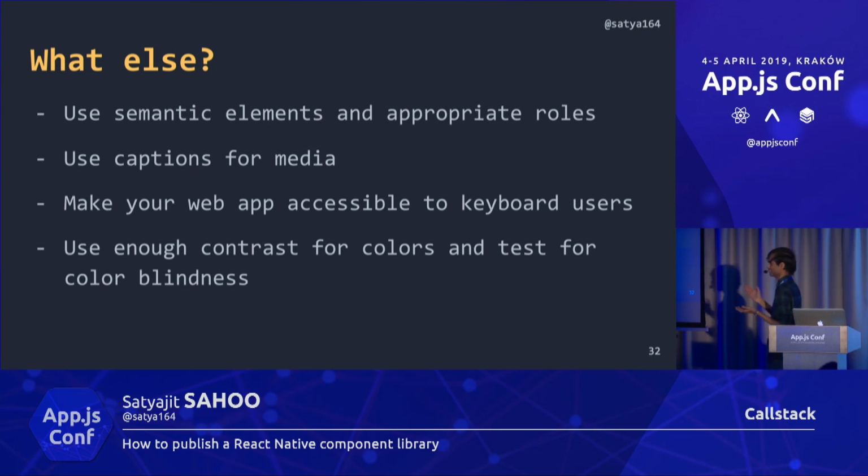OK, so what else? When we are building for accessibility features, we should make sure that we use the semantic elements. We should use the elements which are already available. For example, there is a switch component in React Native. We should just use it instead of implementing our own switch, because that switch element has proper accessibility role, proper behavior for accessibility tools. And if we try to implement it ourselves, we have to re-implement all those features by ourselves, right? It's a lot of work.